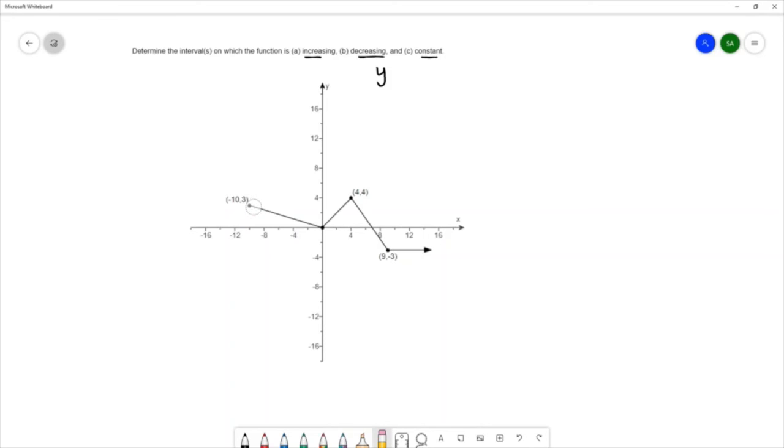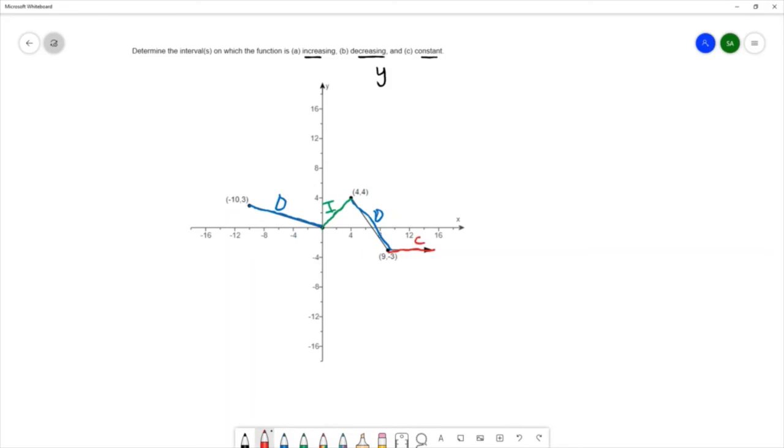So as we go from left to right, we can see that the y values are decreasing along this section, increasing along this section, decreasing along this section, and the y values are constant along this section. So I'd like to take a moment and label these different sections. So this section is decreasing, as well as this section here. I'll label that with a D for decreasing. And this section is increasing. I'll label that with I. And this section is constant.